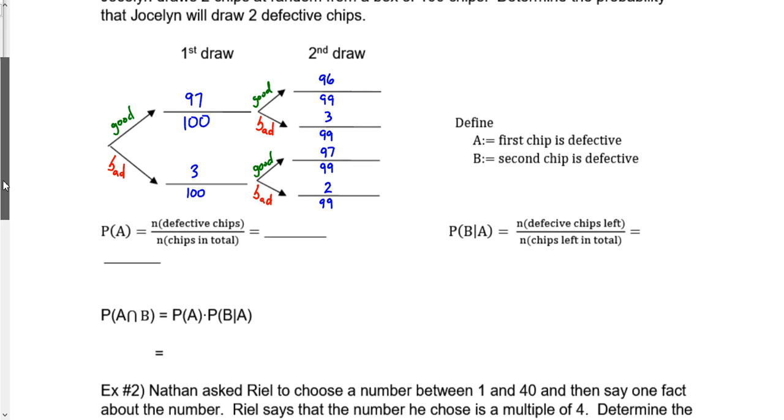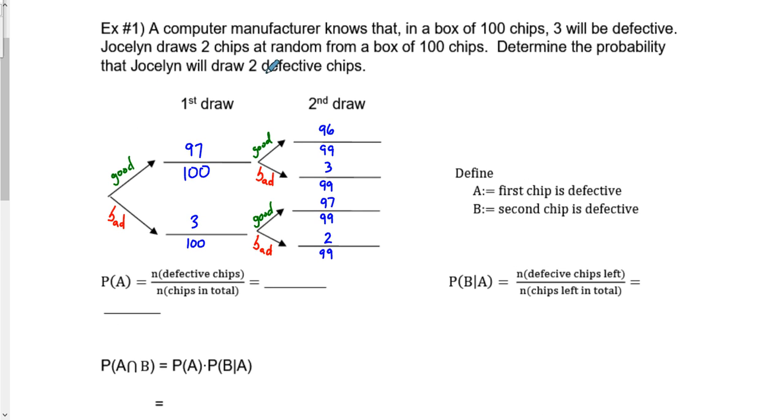So if we want to find out the probability that Jocelyn will draw 2 defective chips, well, the probability that the first one is defective is 3 out of 100. Now, the probability of the second one being defective, given that the first one's already defective, well, that's 2 out of 99.